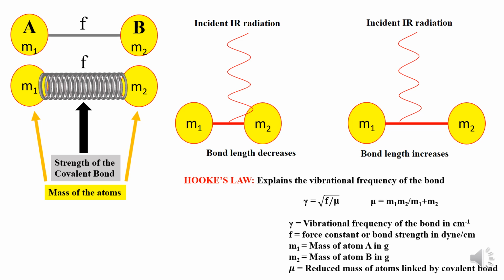Now in the equation, vibrational frequency of the bond is measured in centimeter inverse, while the force constant F, or the bond strength, is expressed in dyne per centimeter, and the mass of atom is expressed in grams. So mu is the reduced mass of atoms linked by covalent bond. That is, it is the ratio of the mass of the individual atoms.